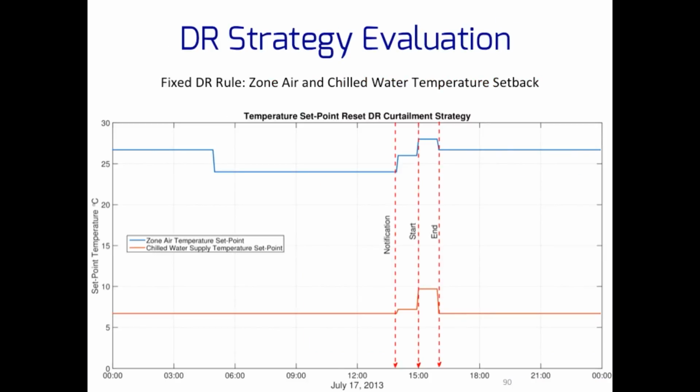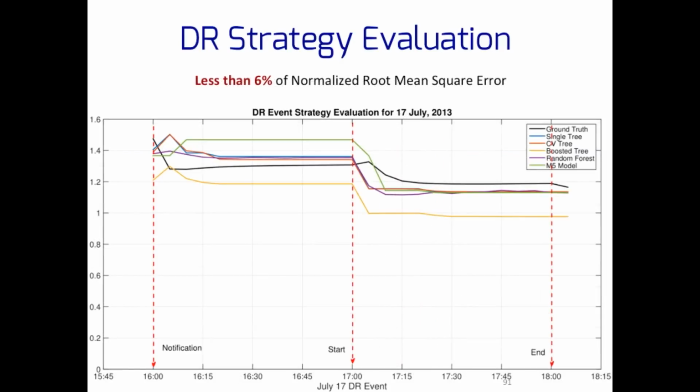So going back to our representative building, here's an example of a fixed strategy which determines the zone temperature set point and chilled water set point for the duration of the event. And for my simulation, I considered the same two set point strategies, but the values of the set points were different for each. And then the question becomes, given now that we are changing these set points as the event is occurring, can we still predict the power consumption profile of the building? And the answer to that is yes.